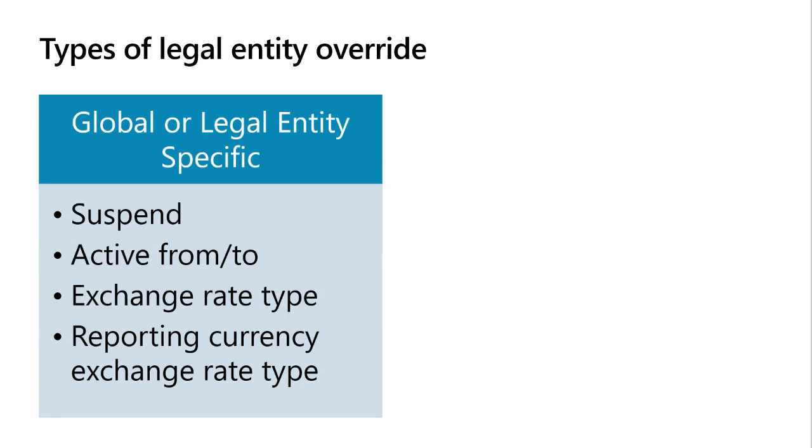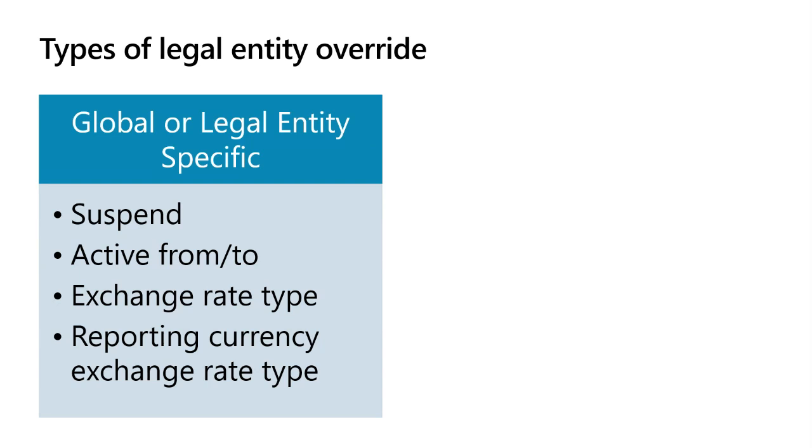There are several settings that you can specify on a legal entity override. Some of the settings are also available on the main account directly, meaning they are global, or they apply to all the legal entities where that chart of accounts is linked to the ledger. These settings include the following. Suspend. Selecting this setting disables the account, meaning that no transactions can be posted into the account.